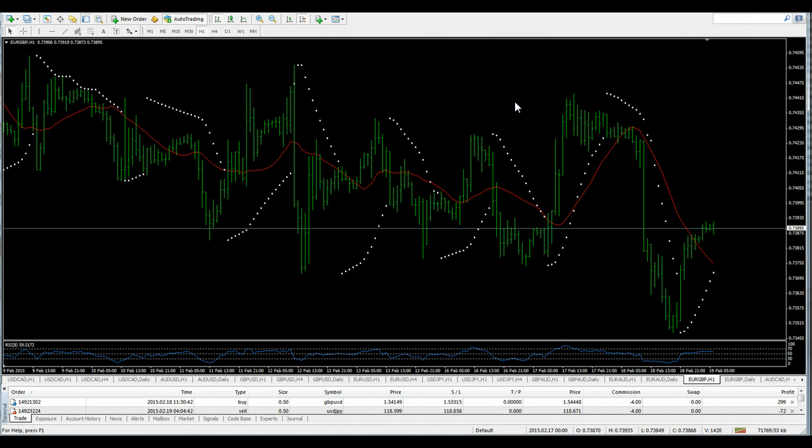and then we will look for confirmation of weakness on the euro side going into tomorrow by looking at the euro CAD and euro Aussie. We're going to see if they follow what the euro pound is doing. So that'll be the video for today.